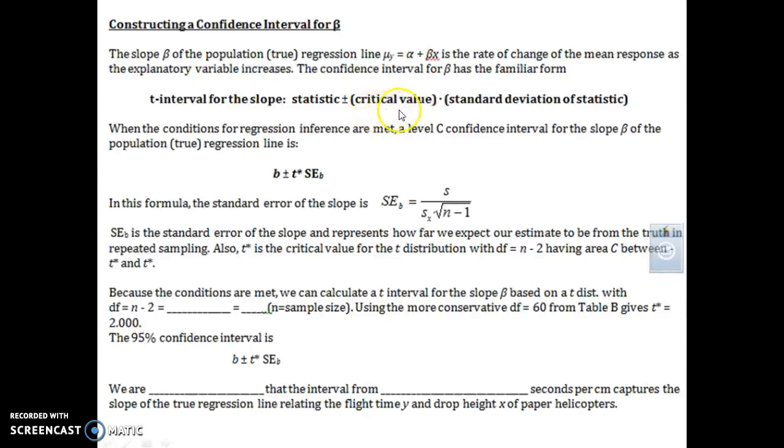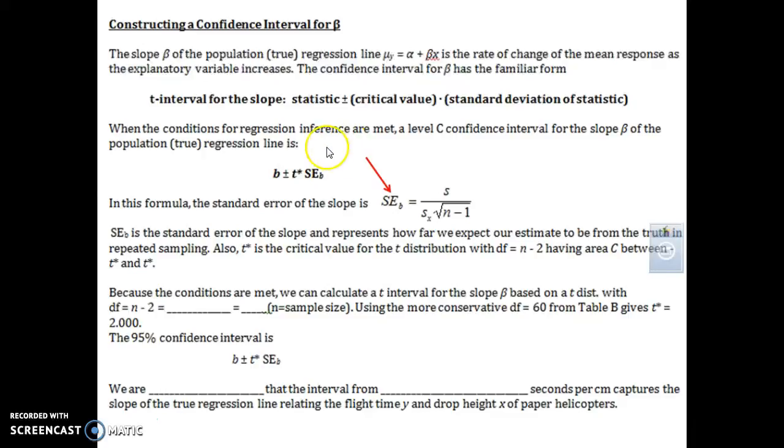So your critical value here will be from the t-distribution, your t-star. And then your standard deviation of the statistic, which is your standard error of the slope, which we talked about on the prior page. So where are we going to get all this information? Well, the slope we'll either get from running the regression or from computer output. T we will find from inverse t, just like we've always done, or we can use a table to find the critical t. And then standard error of the slope, there are a couple of different ways to find it.